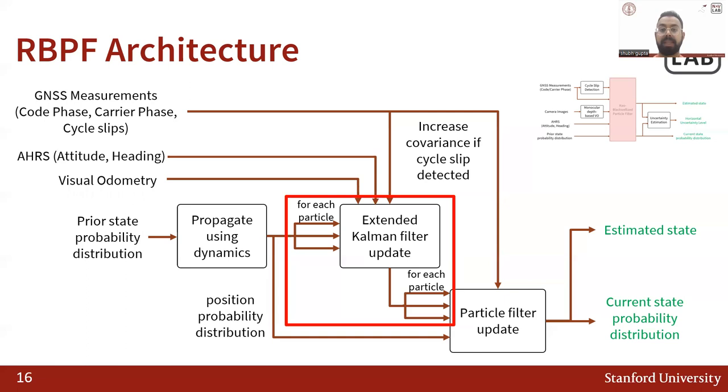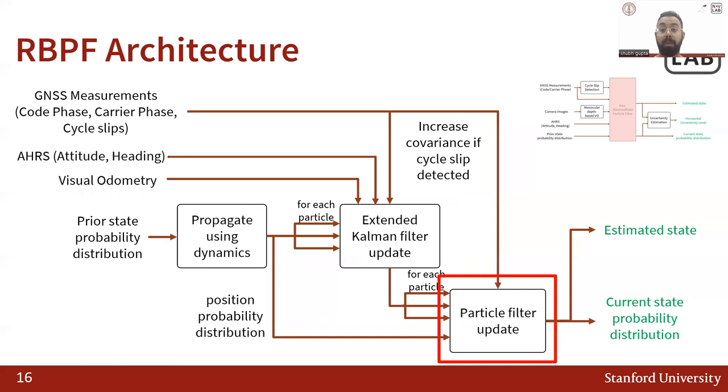Within this extended Kalman filter, the covariance values are scaled whenever a cycle slip is detected in the previous module. These updated state estimates are passed to the particle filter, along with the position probability distribution from the propagation step, and the particle filter then performs its own update step using the GNSS measurements, which finally leads to the output of our estimated state as well as the current state probability distribution.